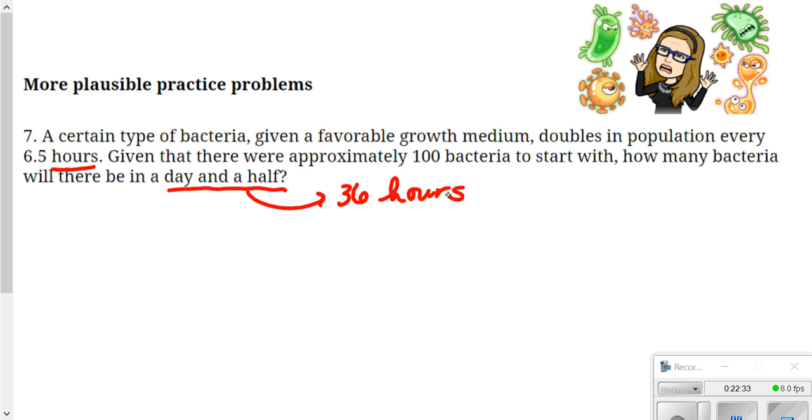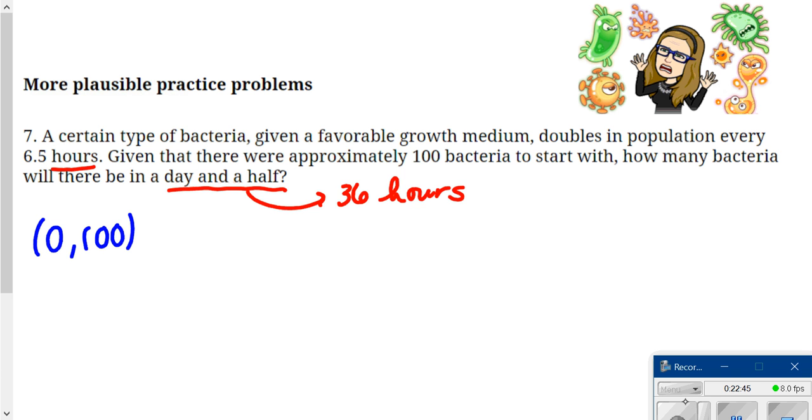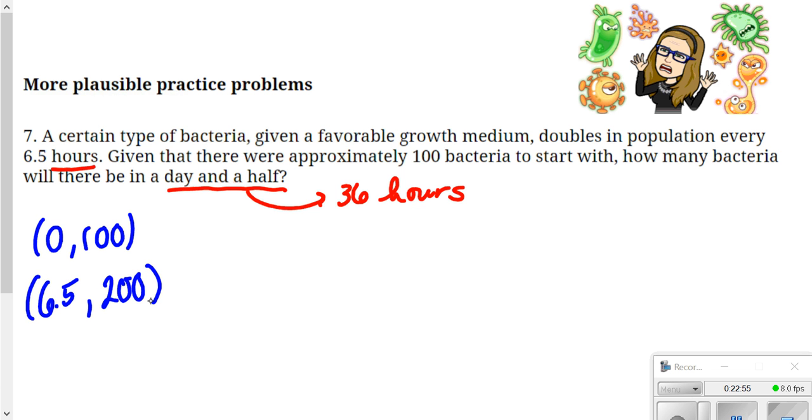So what we're looking for here is, if there was 100 bacteria to start with, that's this point. And then at 6.5 hours, we have double that. Well, that means I have 200. Okay, so that's the situation that we're looking at.